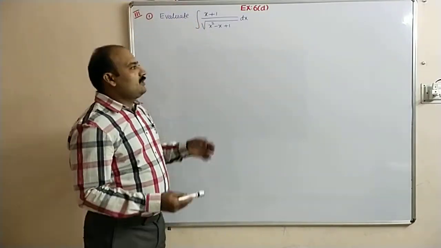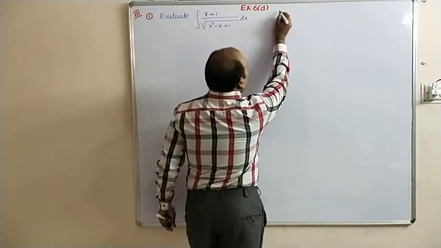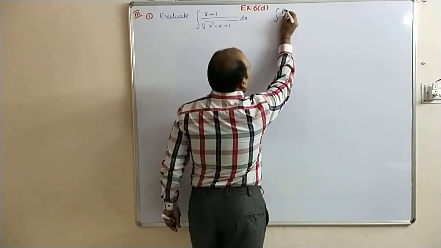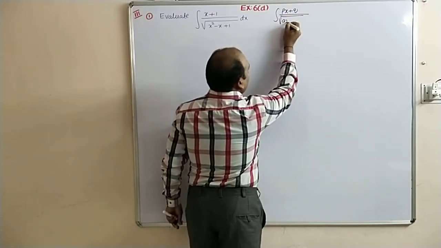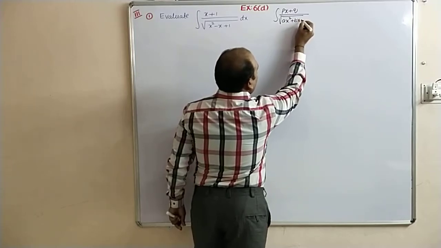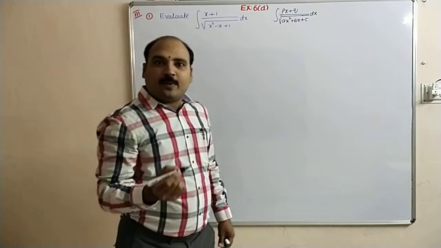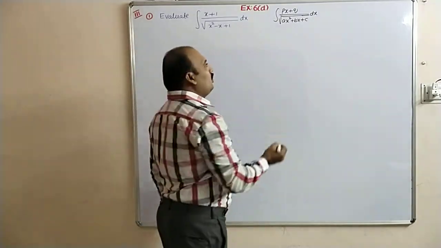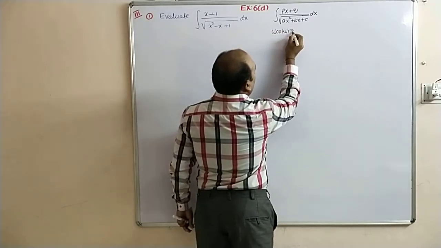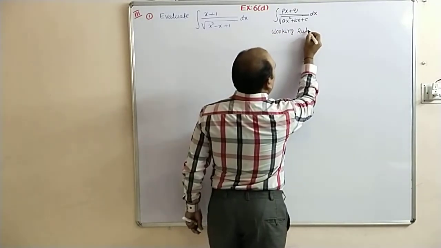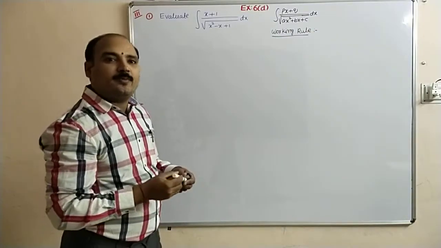To evaluate these types of problems, it is in the form of integral (px plus q) divided by the square root of (ax square plus bx plus c) dx. To evaluate these types of problems, we have one working rule. What is the working rule?